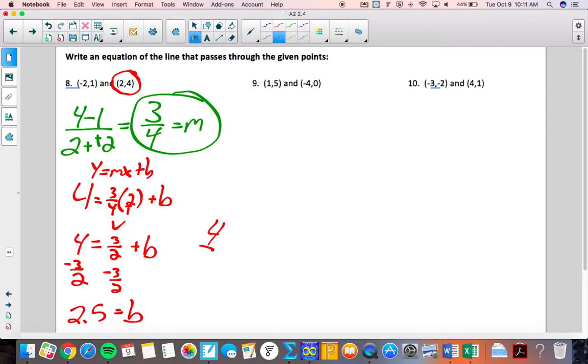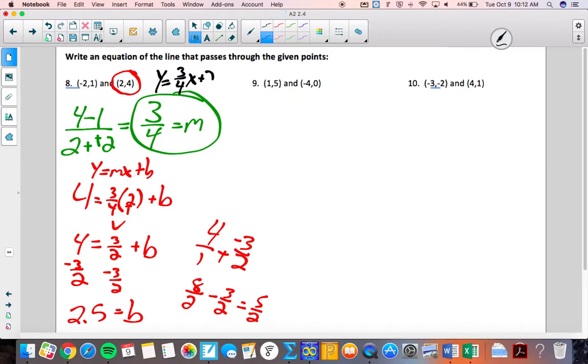But if you wanted to, off to the side, think of that as 4 over 1 minus 3 over 2. Get common denominators. 4 over 1 is the same as 8 over 2. And then you are subtracting. I'm nervous I have a double negative there. I don't think I meant to do that. You're subtracting off 3/2, so you get 5/2, which is the same as 2.5. But we're not done. Please put that into slope-intercept form. So y equals 3/4 x plus 2.5.